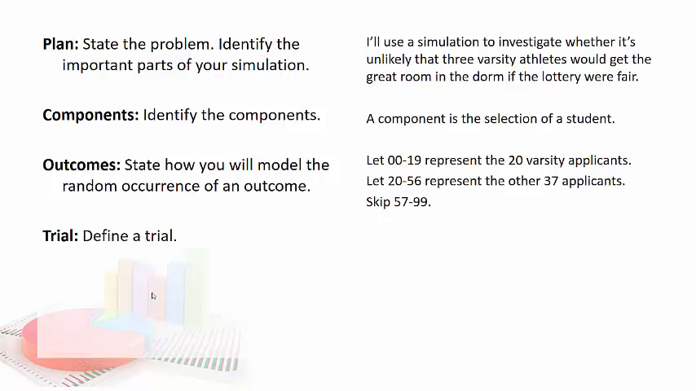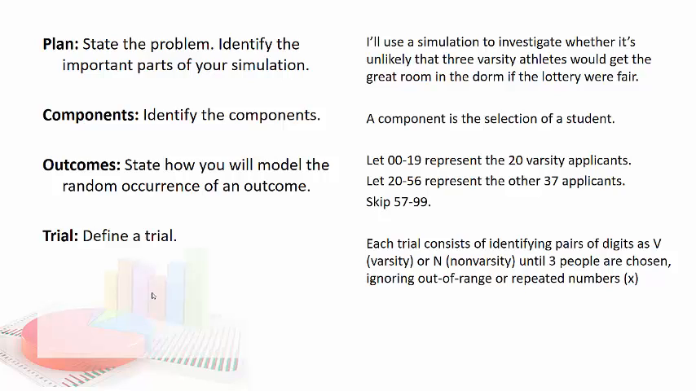Now we have to define our trial. Each trial is going to consist of figuring out the digits for varsity or non-varsity until 3 people are chosen. And we're going to ignore the numbers we're supposed to skip. And also if we draw the same two digits, so if we got 11 and 11, we're going to ignore that, because we're not supposed to have the same person chosen twice. You're never going to get 2 beds in a dorm room. You only need 1.